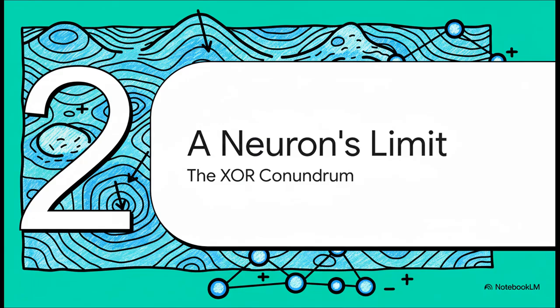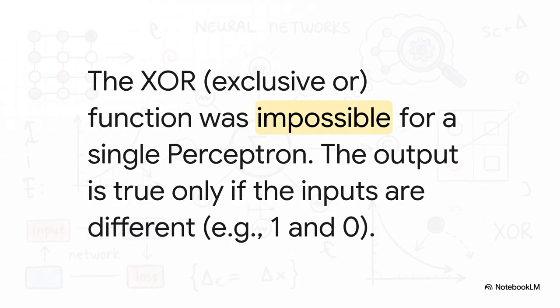But it wasn't long before this simple model slammed right into a wall. A problem so famous that it actually slowed down AI research for years. It was a puzzle that showed the deep, fundamental limits of what a single neuron could do on its own. The problem was a simple little logic puzzle called XOR, which stands for exclusive OR. All XOR means is the output is true only if the inputs are different. So 1 and 0, that's true, but 1 and 1, that's false. Sounds simple, right? Well, for the perceptron, it was completely impossible.